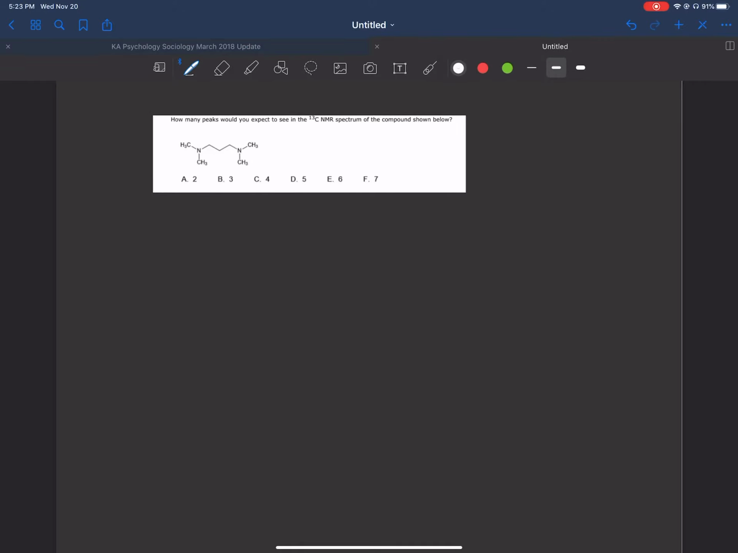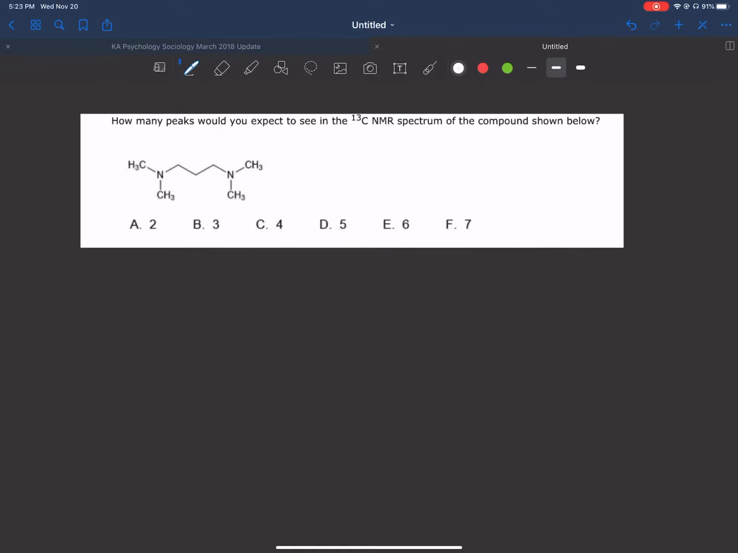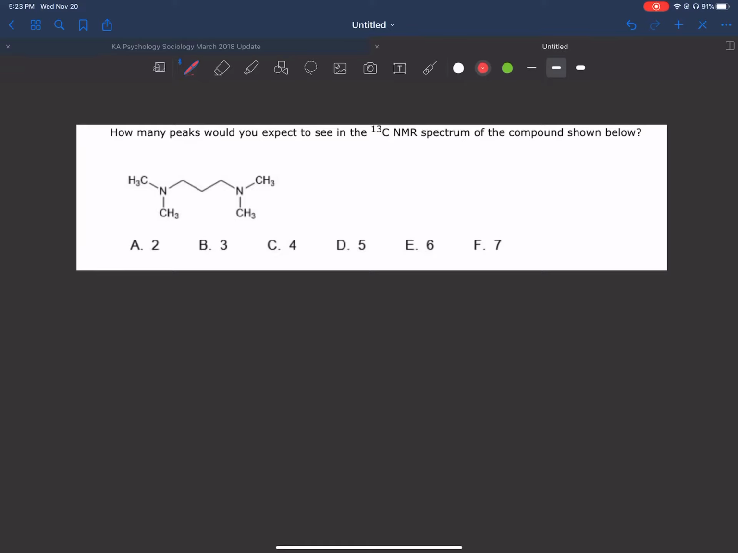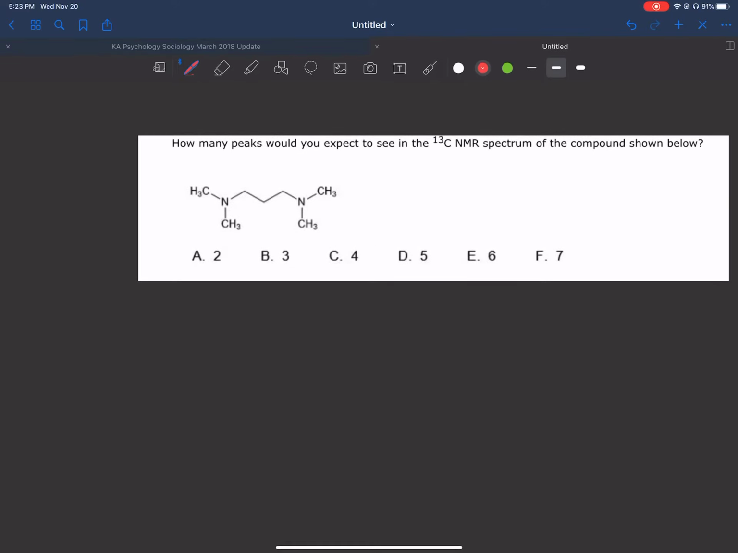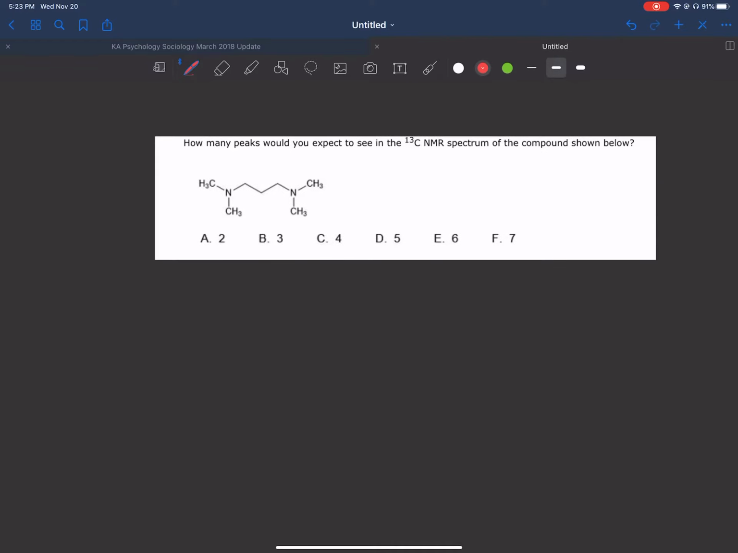So let's go right here. It says, how many peaks would you expect to see in C13 NMR, right, with this compound shown below? So how do we approach this sort of problem? So the C-NMR is a lot simpler than H-NMR. All we have to do is look for what we call unique carbons, right? If you've had any experience with H-NMR, you may be familiar with the concept called splitting. So we don't have splitting in C-NMR, all right, which makes it a lot easier.